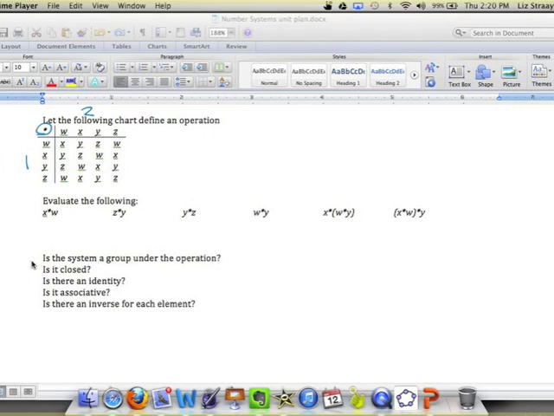Thank you. When I do X star W, I'm going to start with this X and W and see where they meet up, and that gave me a Y. So then the next one is Z, and I go until the Y column, and that gives me Y.